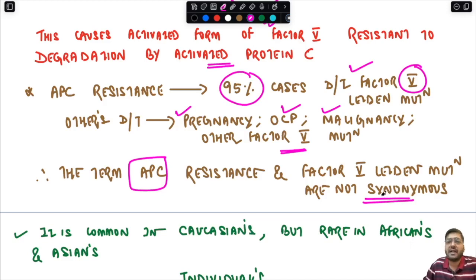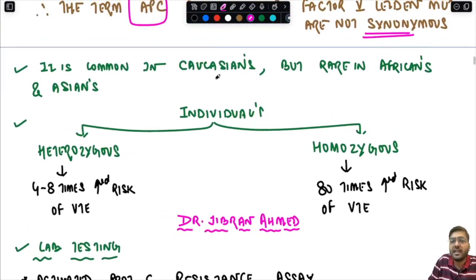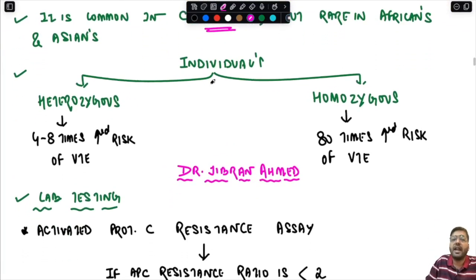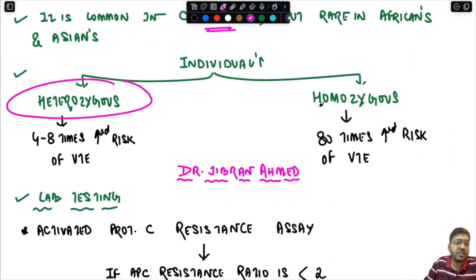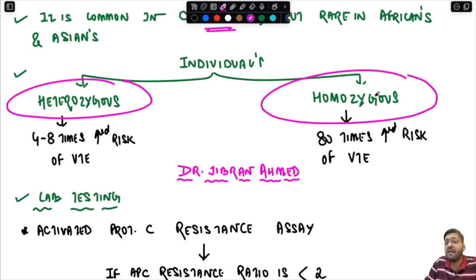Now, remember, this factor V Leiden mutation is common in Caucasians but rare in Africans and Asians. Individuals who are heterozygous for this disorder have a 4 to 8 times increased risk of venous thromboembolism, while individuals homozygous for this disorder have an 80 times increased risk of venous thromboembolism.